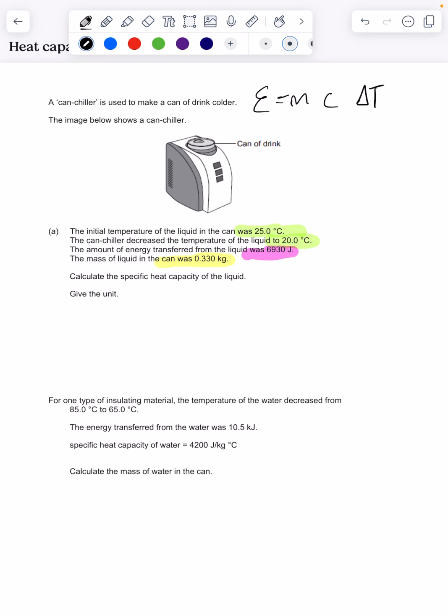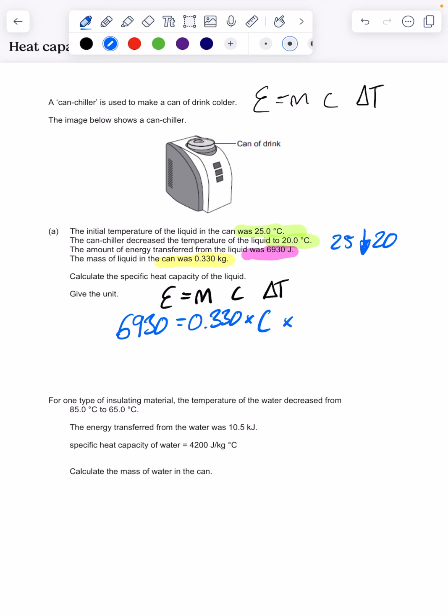Using the FIFA method, we write out the formula first. Energy equals mass times the heat capacity times the change in temperature. We then insert our values. What do we know from this question? We know the energy transferred was 6,930 joules. We know the mass was 0.330. We don't know the heat capacity, but we know the change in temperature. It went from 25 down to 20 degrees, so the total change in temperature was 5 degrees Celsius.